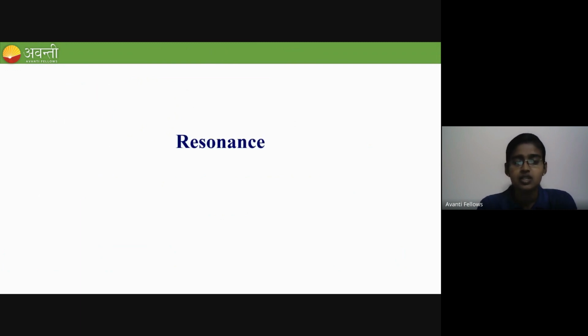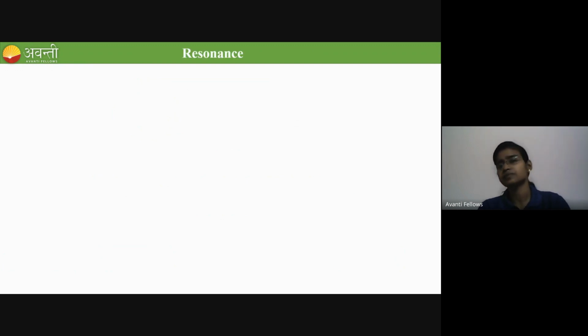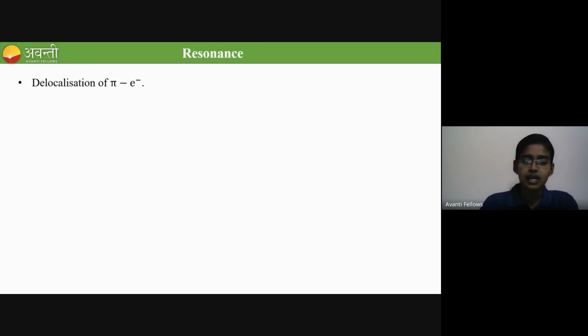So before moving on to the definition or the information about the resonance effect, we should know what resonance is first of all. Let us see what it is, then we will move on with the effect part, okay? So what is resonance? Resonance is the delocalization of pi electrons, okay? So what are pi electrons? The electrons which are present in the pi bond.